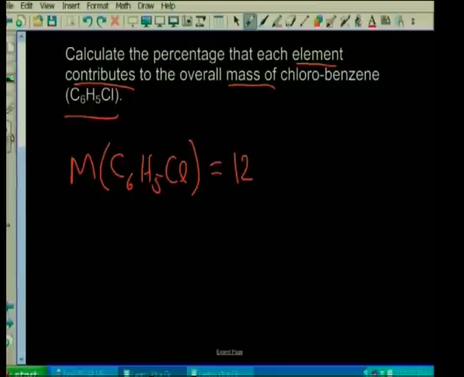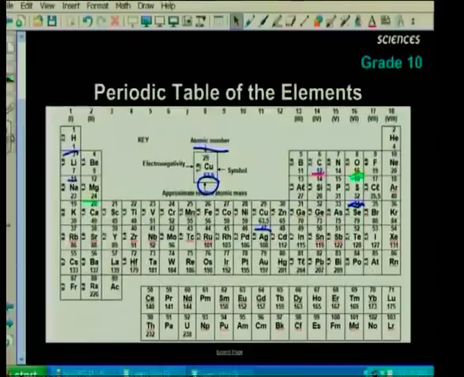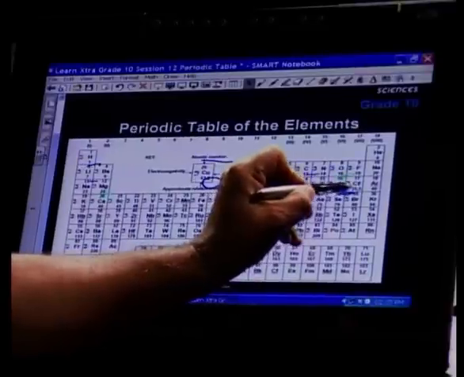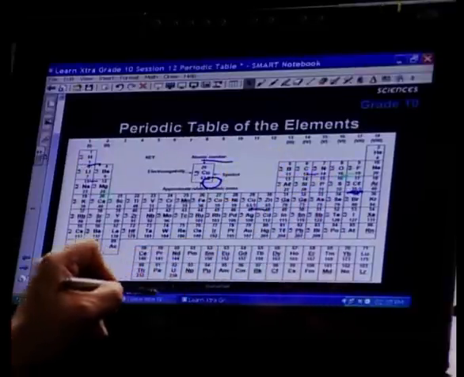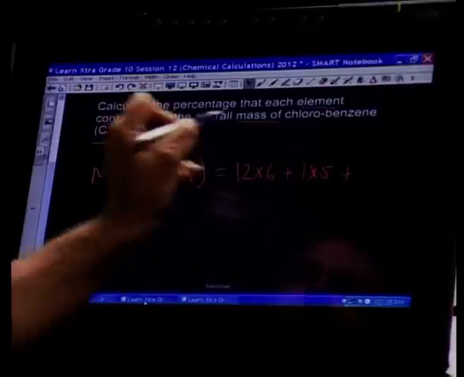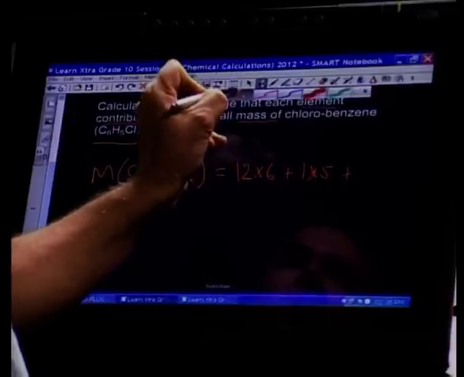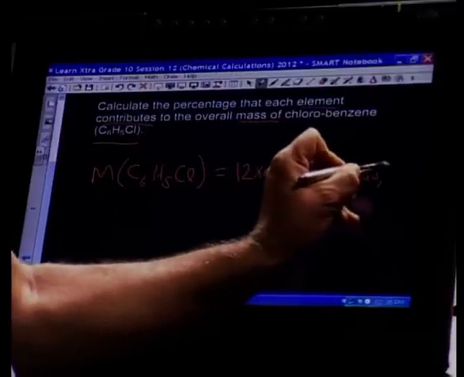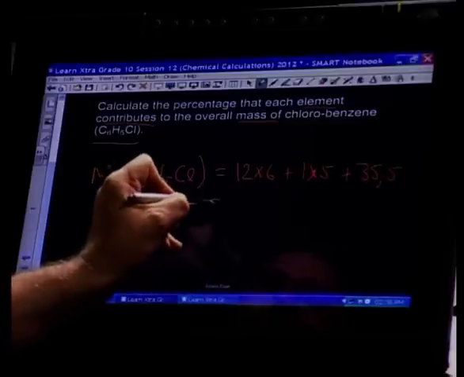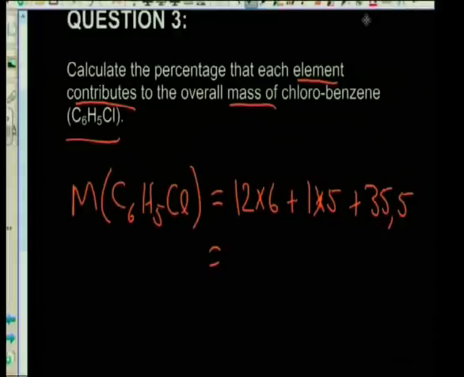We know that carbon is 12, so 12 times 6, plus 1 times 5, and then plus, if you look back on the periodic table, we've done it already, for chlorine, we're looking at 35,5. We've got 1 chlorine, which means we've got 35,5 over there. Now, when you add these together, it equals 112,5, and the units are grams per mole.